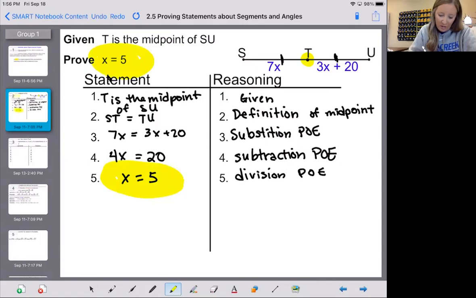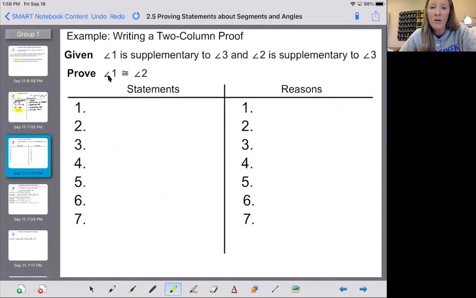All right, let's try another one. This one's a little bit longer, and this time we're going to be talking about angles. So it says step 1, angle 1 is supplementary to angle 3. So think about what that means, supplementary. And it says angle 2 is also supplementary to angle 3. So in this case, they gave us 2 items.